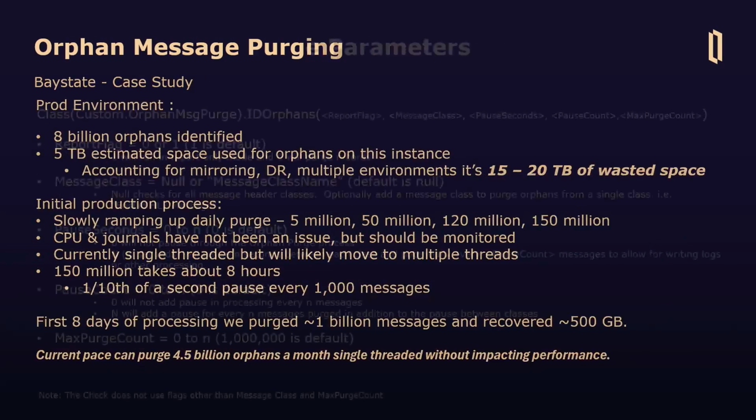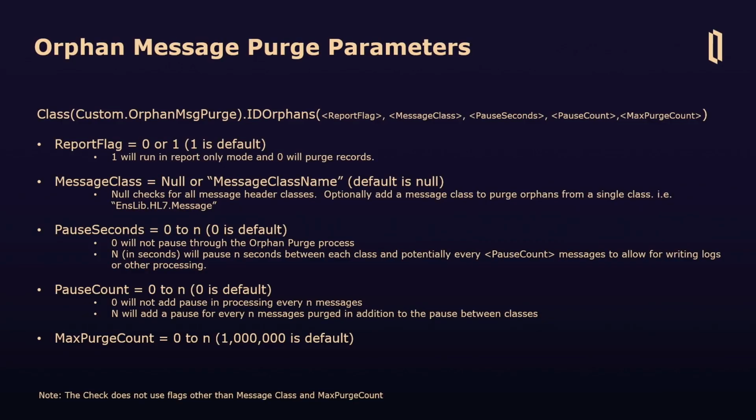Sorry, I was going to say, when running this, there are a couple options you have to set. The check tool will only run as a report only, and so the report flag would be default of 1. But this code also says you can pick and choose your classes. So say you identify 3 different message classes, you only want to purge the 1. This allows you to pick and choose what you want to do, and you can pause.